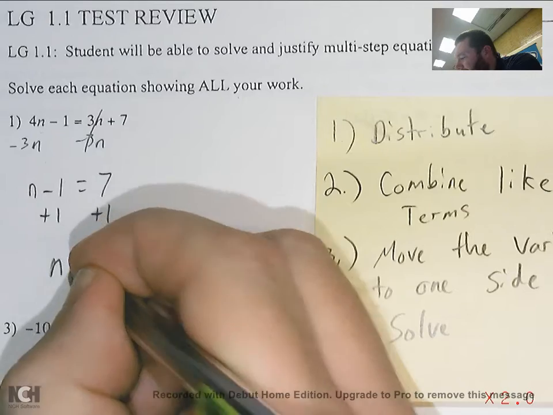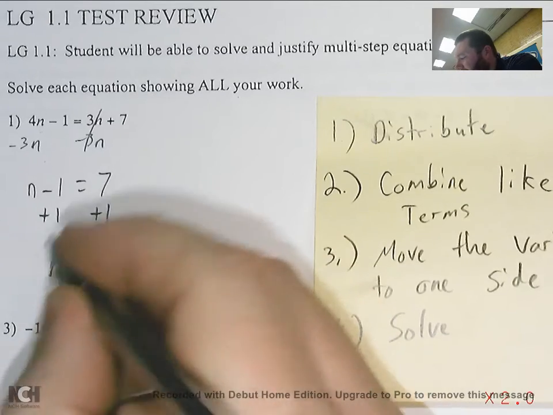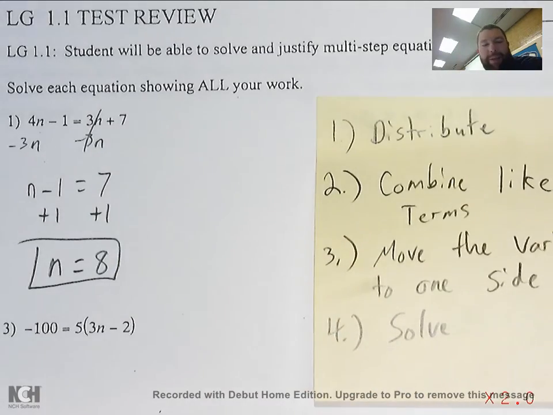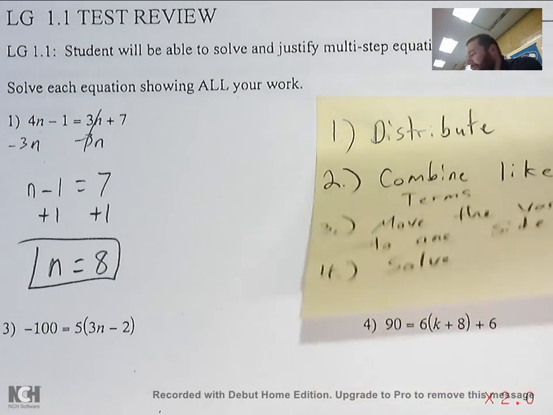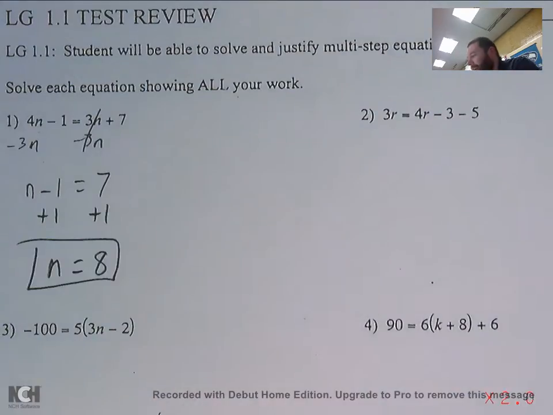And that leaves me with the n all by itself equal to 8, and I'm done. That's my answer. Not too tough, right? So let's try number 2.